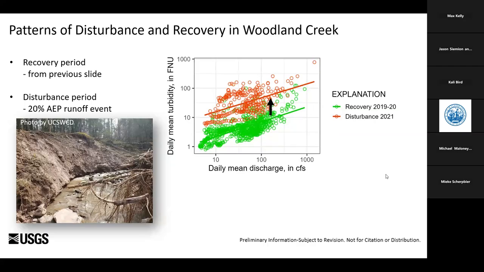And now we're going from that recovery period back to that December runoff event. In Woodland, this is only a 20% AEP event, so a little bit smaller than in Stony Clove, though we did see, especially in Panther Kill, there was substantial erosion happening. And you can see on this figure that we had this dramatic increase again in turbidity levels through the range in conditions.